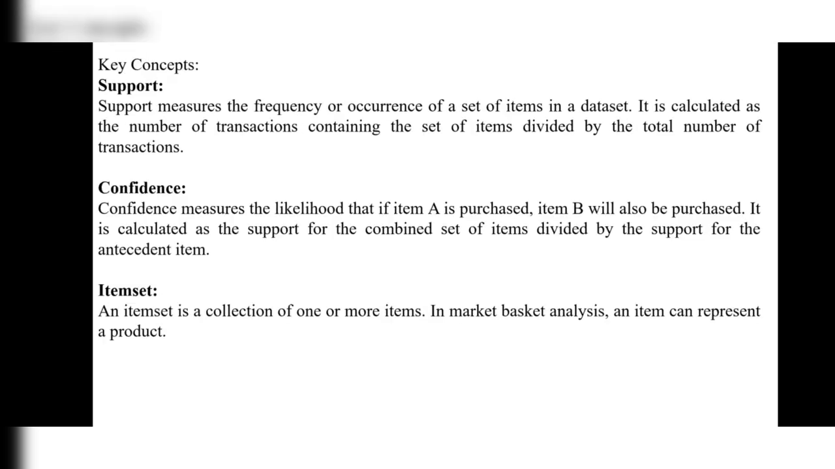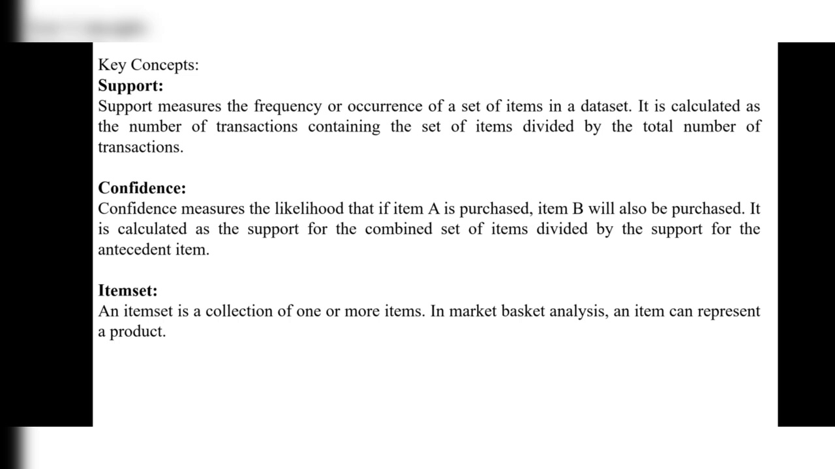The key concepts of association rule learning, first one, support. Support measures the frequency or occurrence of a set of items in a data set. It is calculated as the number of transactions containing the set of items divided by the total number of transactions. That means how many times a purchase is happening. This is support.